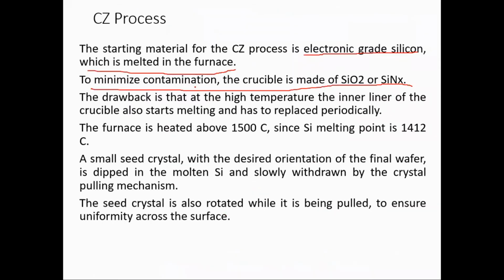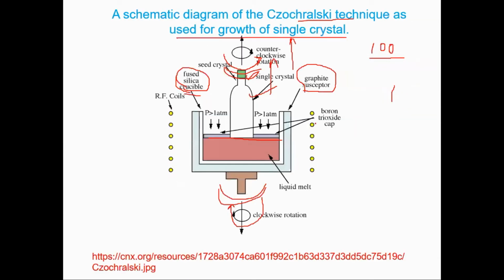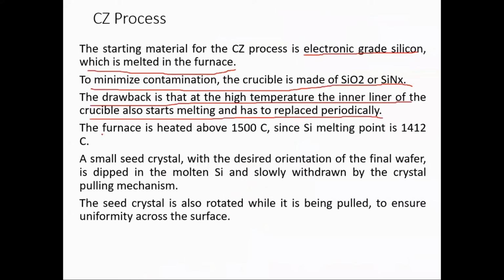The drawback is that at high temperature, the inner liner of the crucible also starts melting and has to be replaced periodically. When you keep heating, after using it several times, it melts. So this lining has to be created again after certain usage, because it gets depleted after repeated use. The temperature is 1500 degrees Celsius and the silicon melt temperature is 1412.